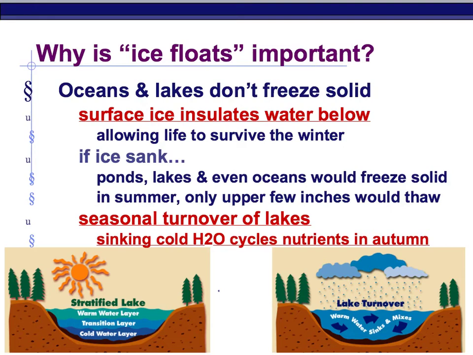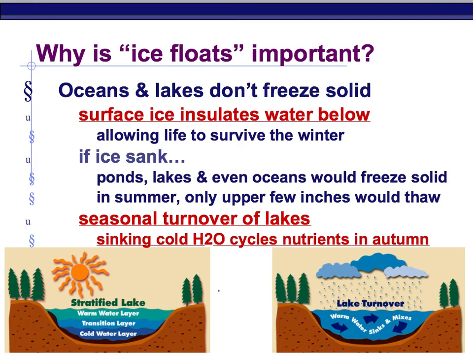Now, let's think of the opposite scenario. If ice sank instead, ponds and lakes and oceans would freeze solid every single winter. They would only thaw in the summer, and even then, it would only be just the first few inches. So nothing would really live there.